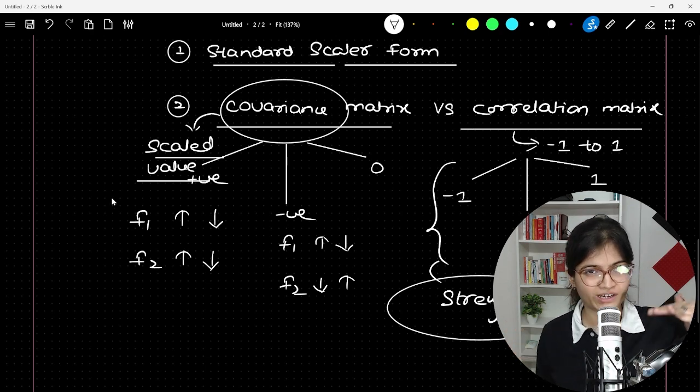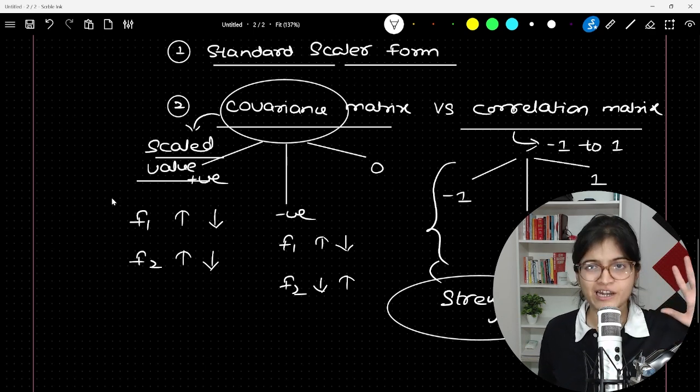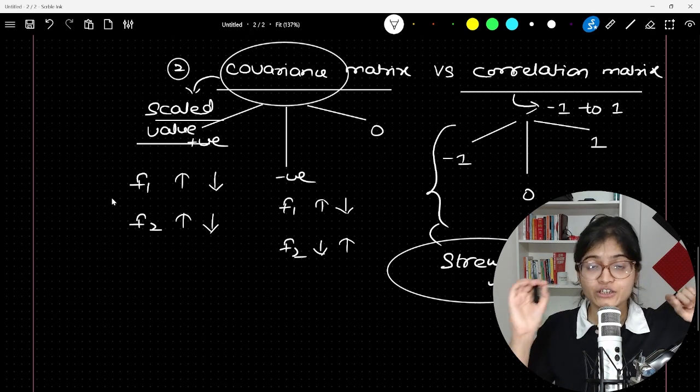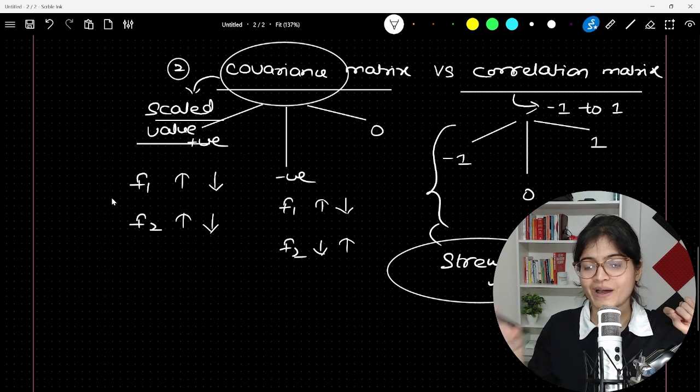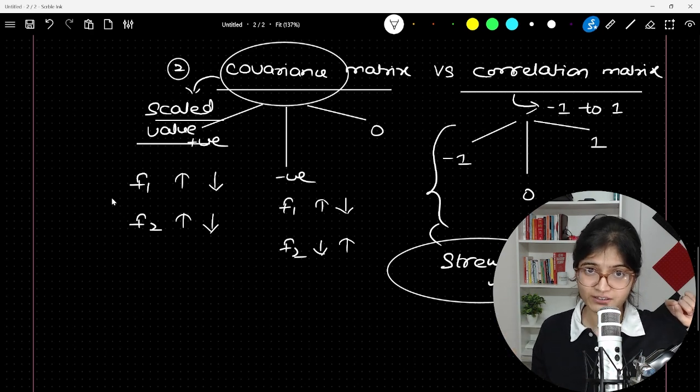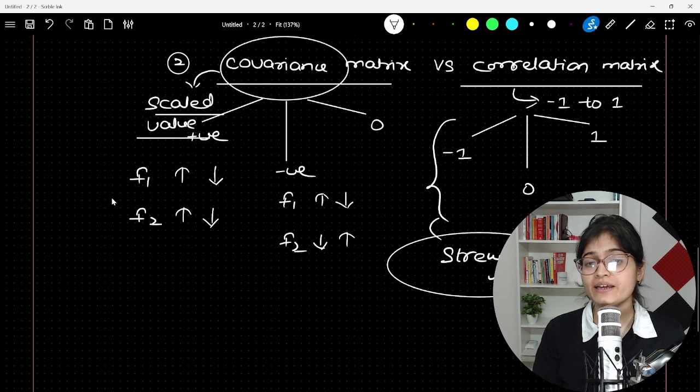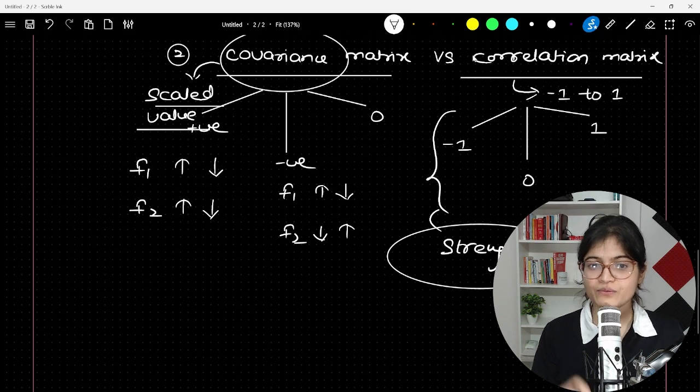Negative means that one is increasing and the other one is decreasing. Positive means both are increasing or decreasing. 0 means no relation at all. But their units are entirely different. One is basically used to showcase the strength, and the other usually shows you the exact values, right? So in the second step, we try to create the covariance matrix.